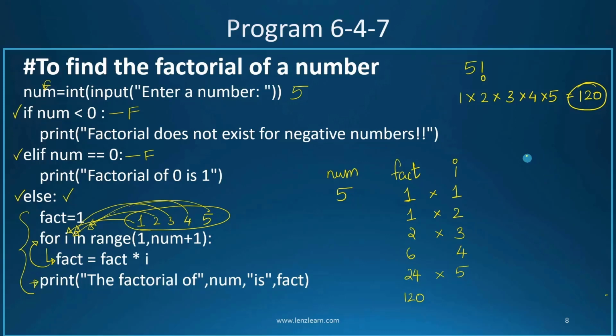There you will print in the output the factorial of num. So the value of num is 5. Num is fact. So the value of fact now you can see is 120. So that will be printed out. So this is how this program calculates the factorial. So let us run this program.